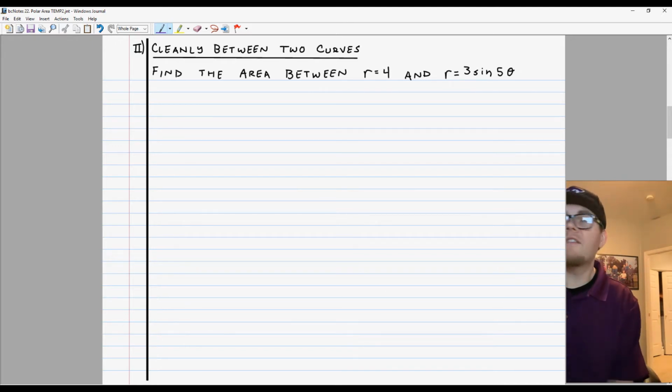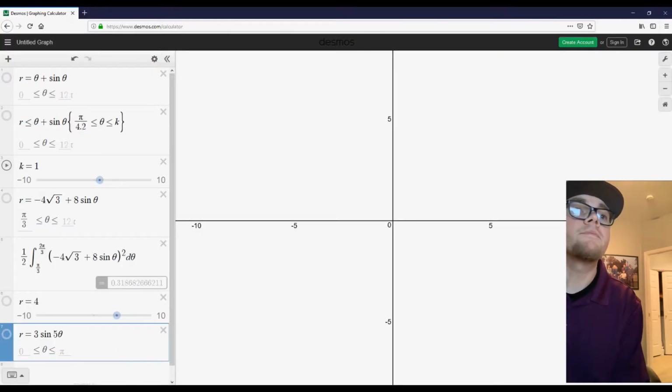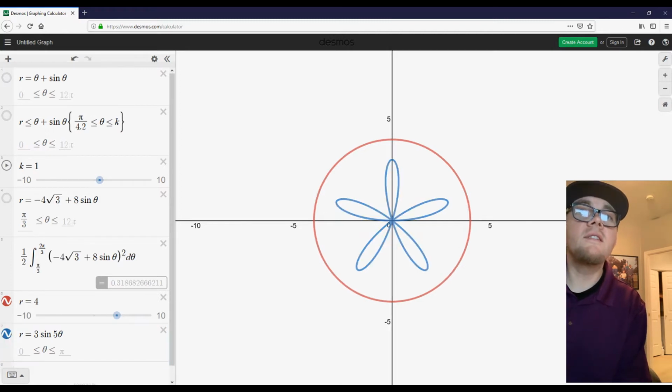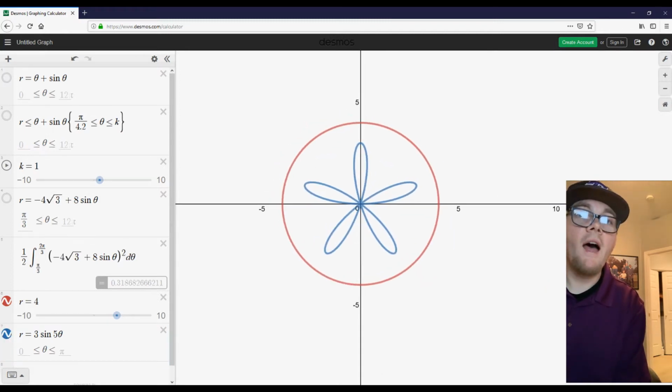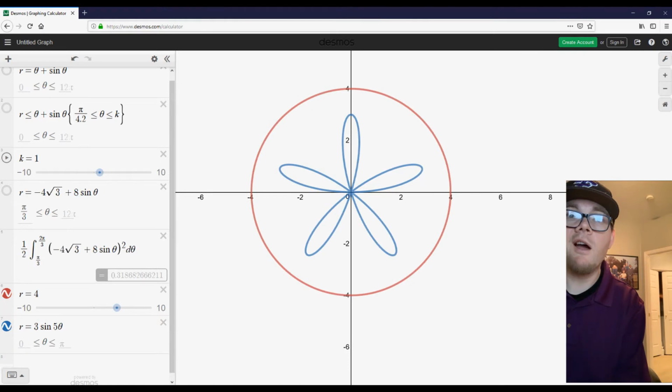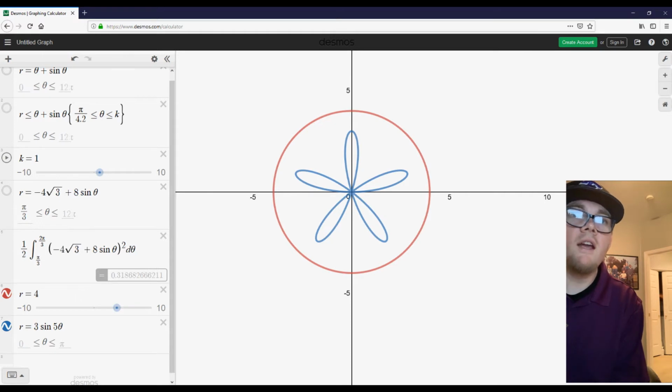Okay, so let's go check really fast to see what we're talking about, as well as confirm what I said, that this is cleanly between two curves. In here we had r equals 4. Look at that, a nice circle. Everything looks good there. And then second, 3 sine of 5 theta. Notice that this is exactly what we should have expected. We have a 5-petaled rose curve, because the odd coefficient on the inside produces one petal for each odd number that's there. And then we have a circle of radius 4. I said that this second example is when we're cleanly between two curves, meaning that these two curves don't intersect. Notice there's no place where these cross. So there's nothing that tough that we really have to attack. We just have two curves, and what we're looking for is the area inside here.